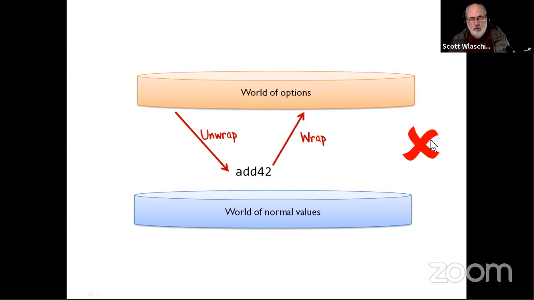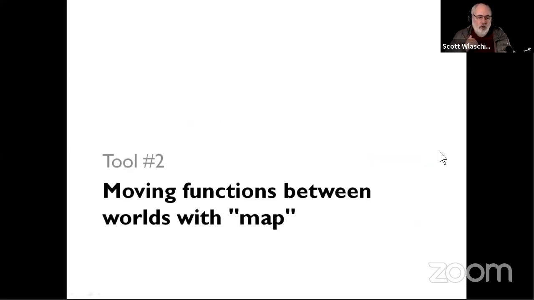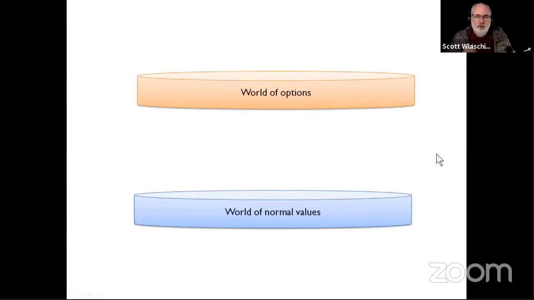Well, if we don't do it this way, what can we do instead? What we really want to do is do everything up here in the option world. But add 42 is not a function in option world. It's a function in normal world. We want to stay up here, but this add 42 does not work. So what we do is we move a function from the bottom to the top using map. And this is what the map function does.